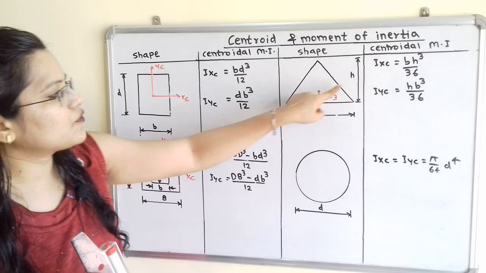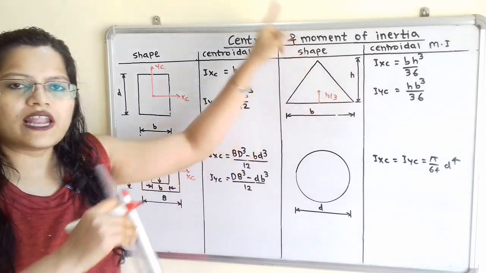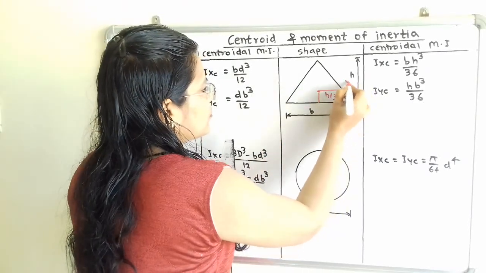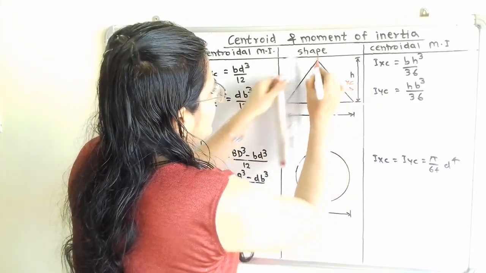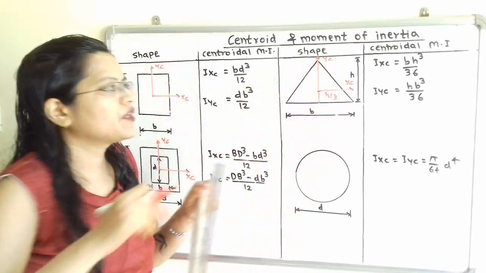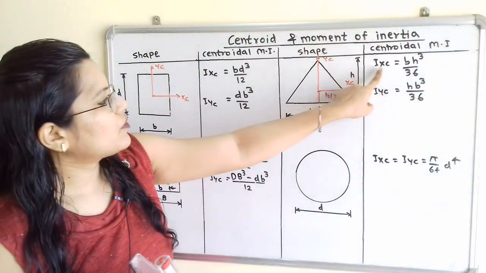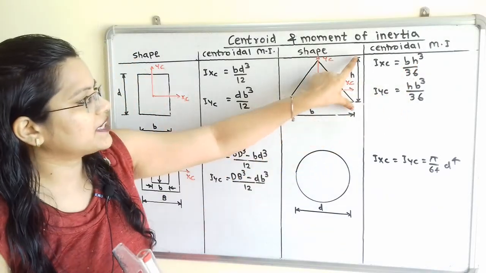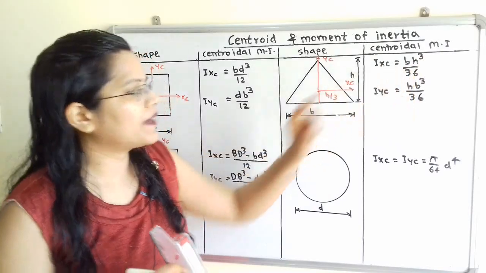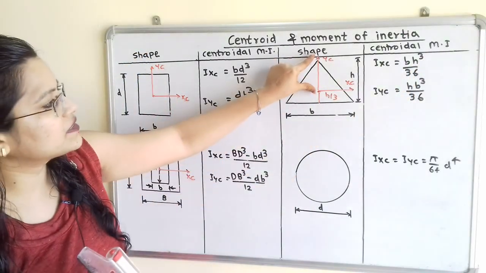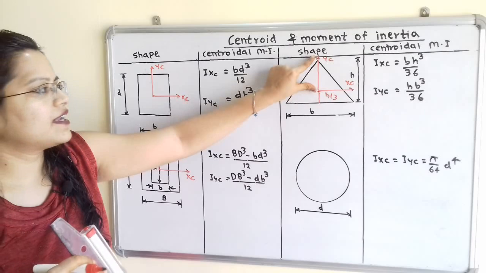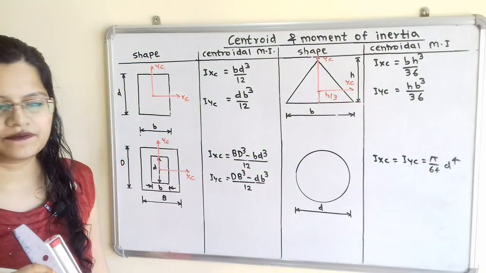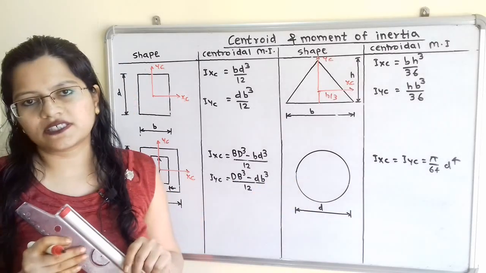Now from this centroid we will draw horizontal axis and vertical axis. So here the horizontal axis is known as Xc and here the vertical axis is known as Yc. So this moment of inertia along Xc is b h cube by 36, where b is the base, h is the height, and moment of inertia along this vertical axis Iyc is equal to h b cube by 36. Now we will move to the next shape, circle.